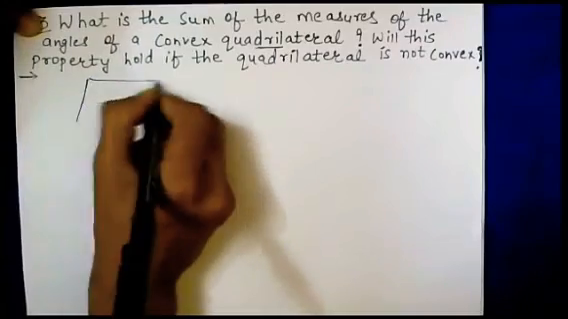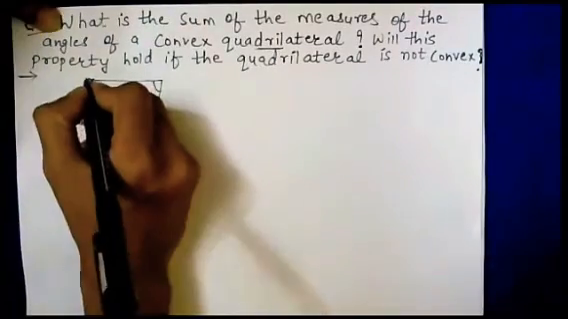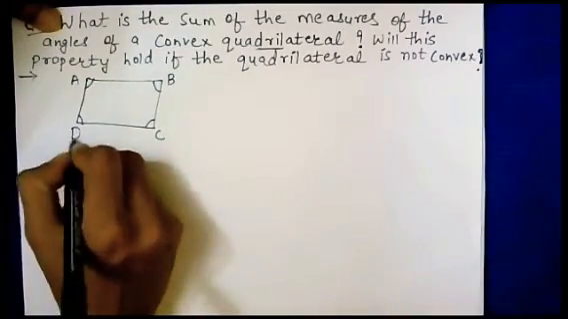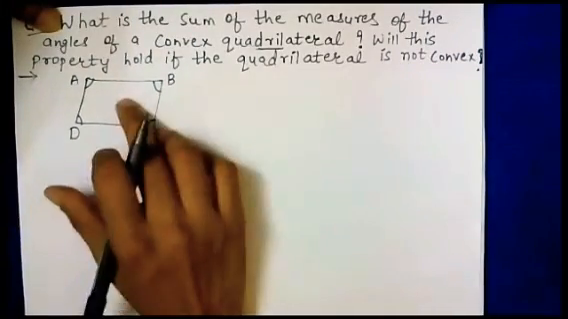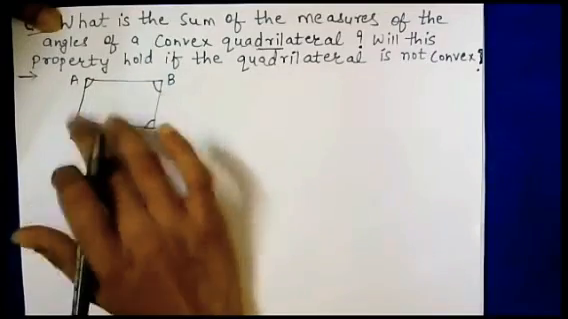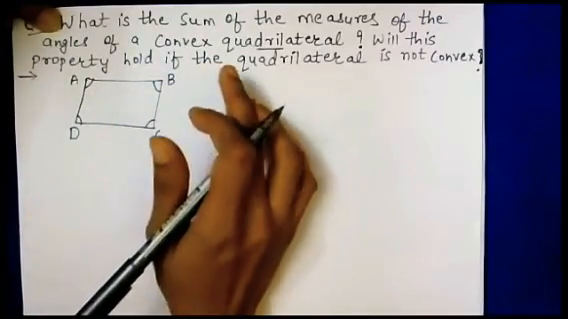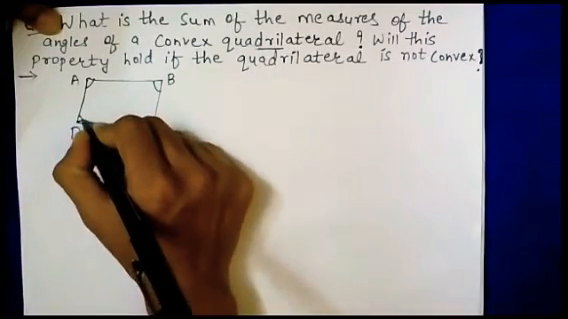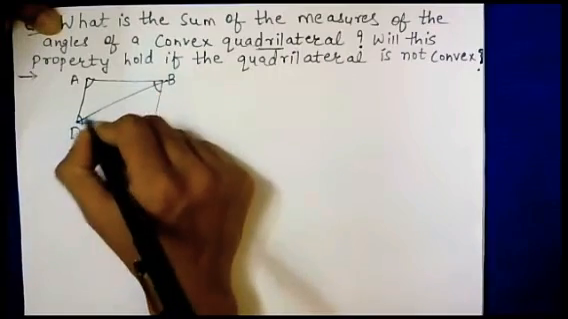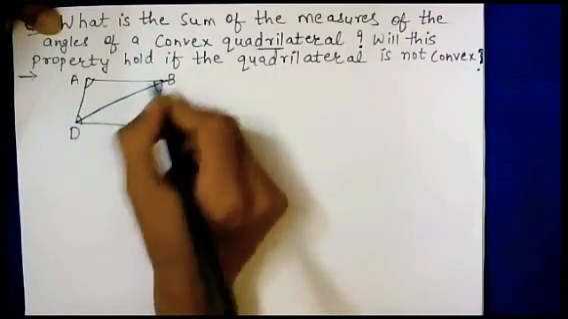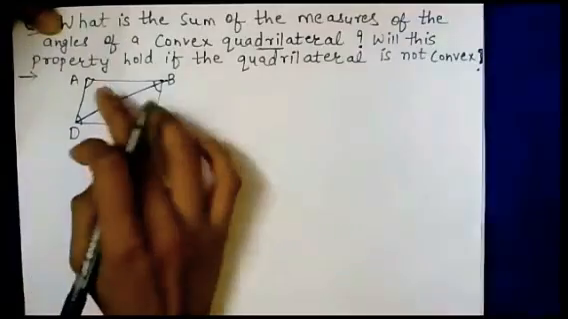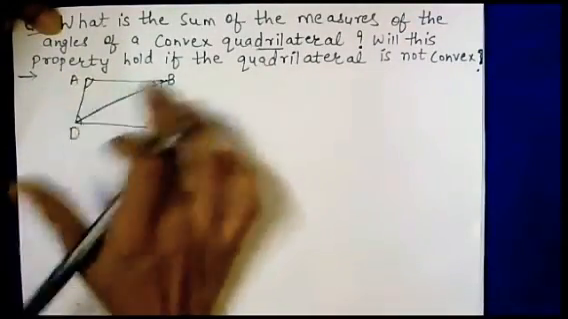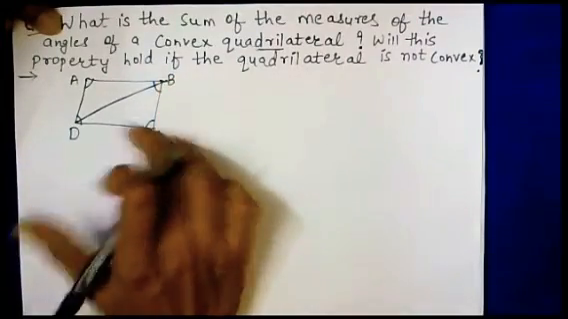Suppose I am taking this convex quadrilateral. Now let us name it A, B, C and D. Now we will prove that for this convex quadrilateral, the total of these four angles should be 360 degrees. So how will we prove it? First of all, let us draw a line DB, and that line divides this quadrilateral into two parts: one triangle ADB and the other triangle BCD.